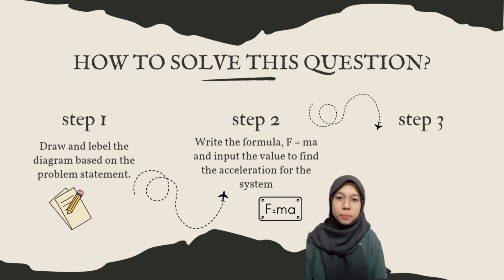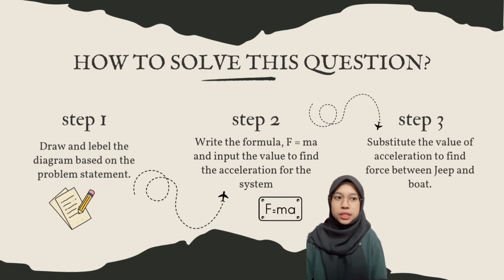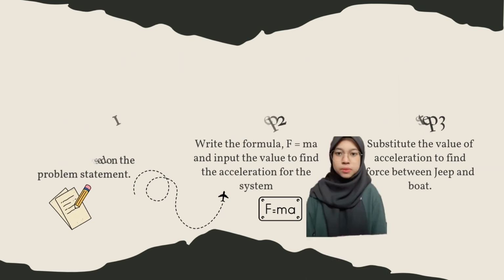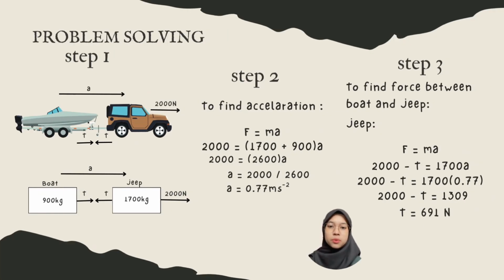F equals ma, and input the value to find the acceleration for the system. Step 3, we need to substitute the value of acceleration to find the force between the jeep and the boat. Here is the problem solving for question 1.